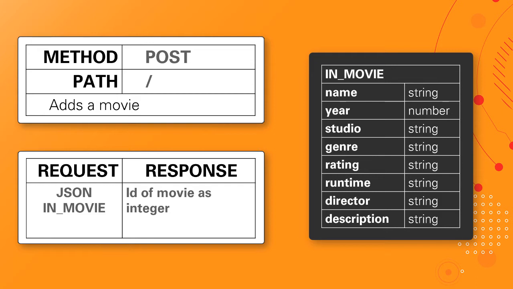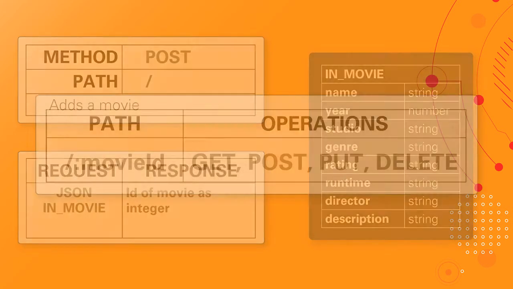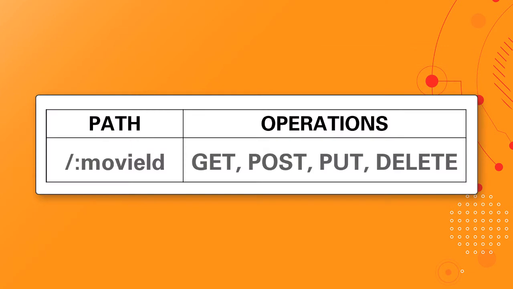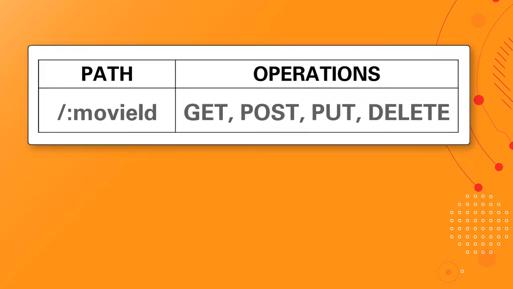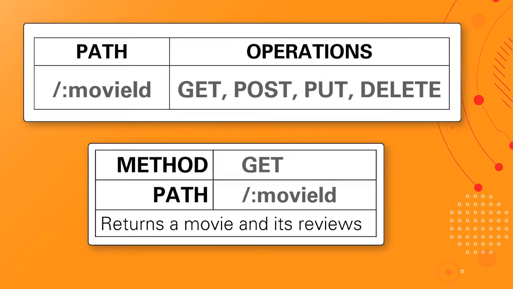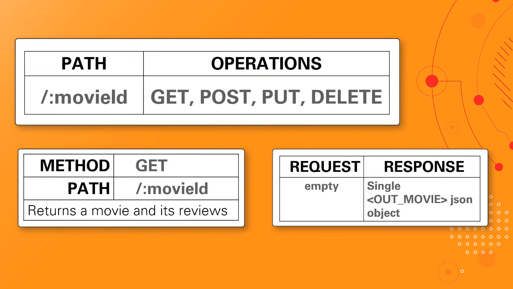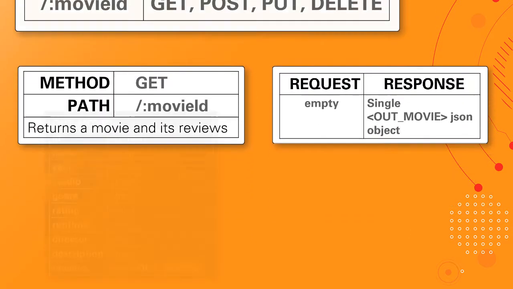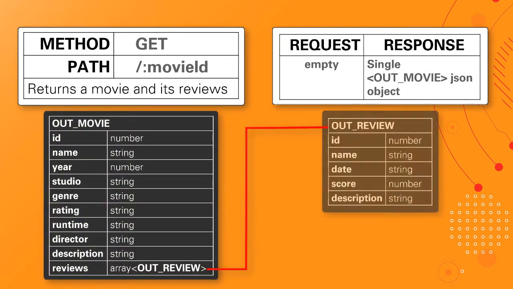Then, the response of the POST on slash returns the ID of the inserted movie as a string. In previous versions of the application, I used to return the entire movie object. This is also possible, but it adds a lot of unnecessary complexity to the application with little in return. The slash movie ID paths refer to operations on a particular movie. GET should return the movie. As such, it has an empty request, and the response is the JSON object of the movie, with reviews included as an array of JSON objects.